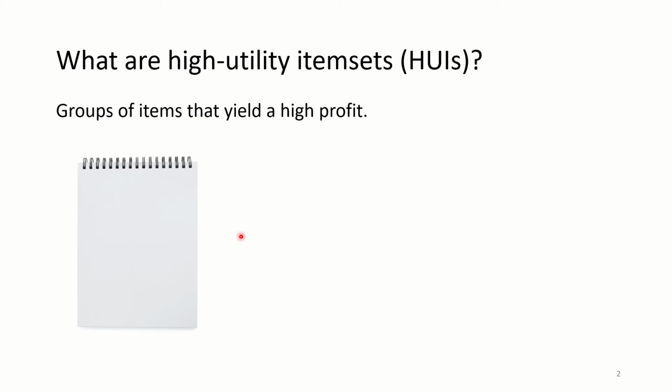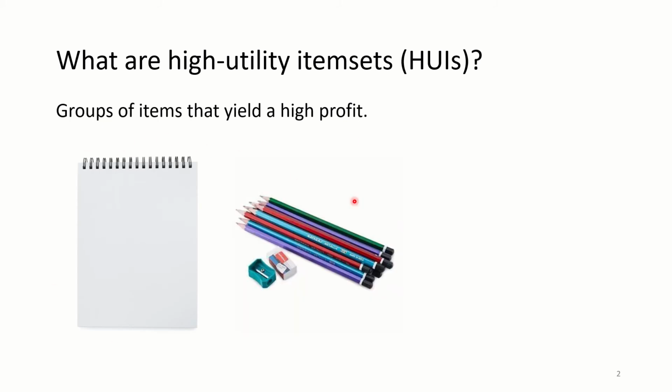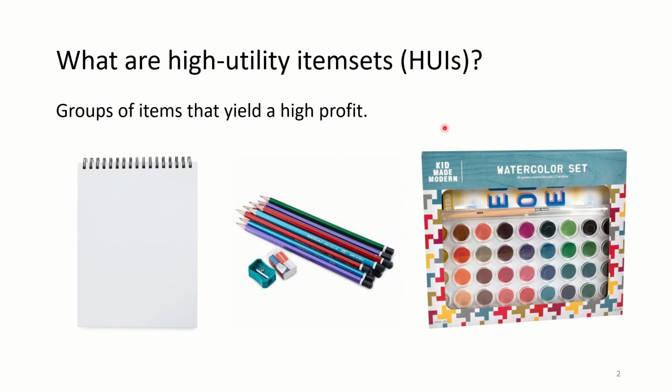Suppose you bought a sketch pad and you also bought some pencil, eraser, sharpener, and a watercolor set. A group of items like this yields a high profit, and it is not rare that a group of items like this is going to be sold. So this is a high utility item set.